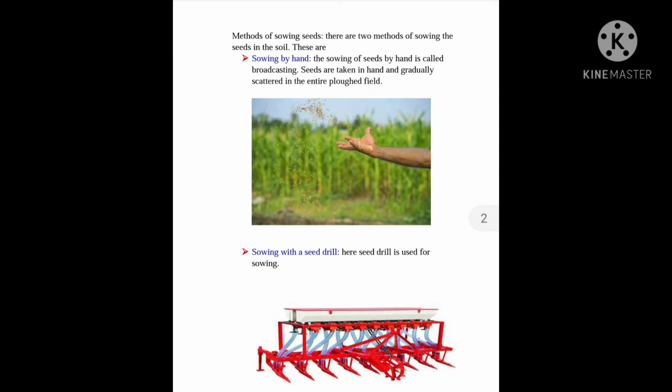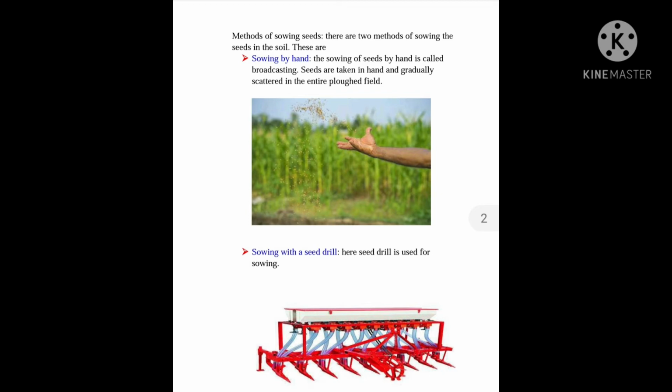Second is sowing by seed drill. Now again you can see this picture of a seed drill. Sowing of seed is also done by a machine which is called a seed drill. Here in this seed drill, the seeds are sown at the correct depths and correct intervals. So there are proper gaps between the seeds, and the seeds sown with the seed drill are in a regular row. So sowing of seeds by seed drill is better than sowing of seeds by hand.